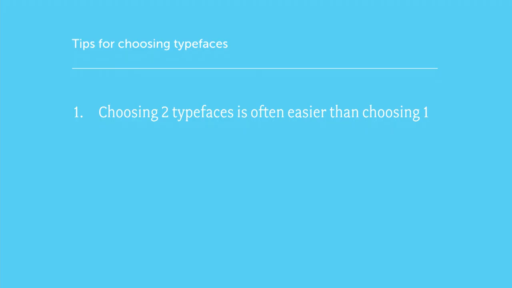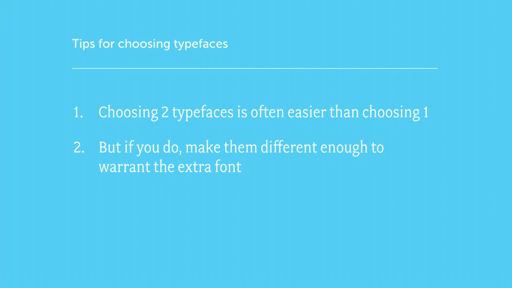The first one's kind of a strange one because it goes against what a lot of other people say. But I really find that choosing two typefaces is far easier than just choosing one. That's because when you're just choosing one typeface, it really needs to be different and quirky enough to make for interesting headings, but it also needs to be readable enough and clear enough for long chunks of body text. And I think that's a really difficult thing for one typeface to do.